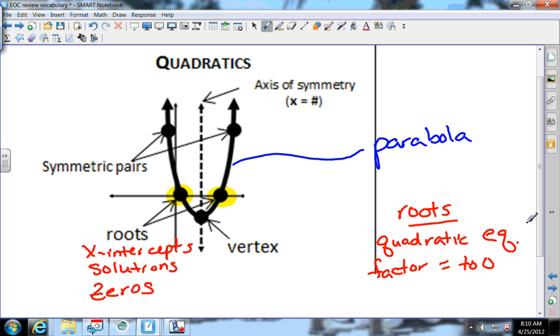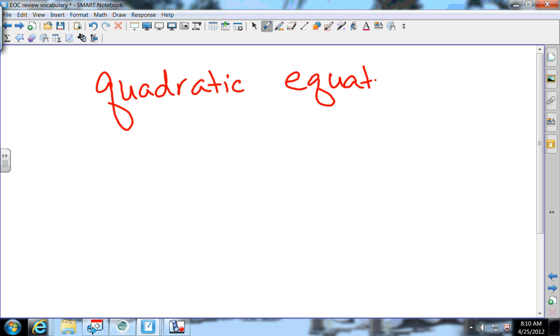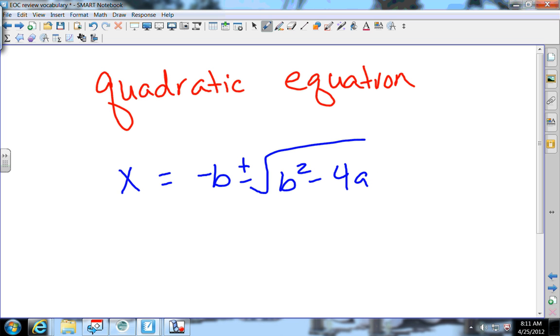Flip your paper over for those of you that are here in my class. I want to have us remember the quadratic equation. Let me write this down. Quadratic equation. Remember, I had my lovely song. Does anybody remember it? X equals negative b plus or minus square root b squared minus 4ac all over 2a.